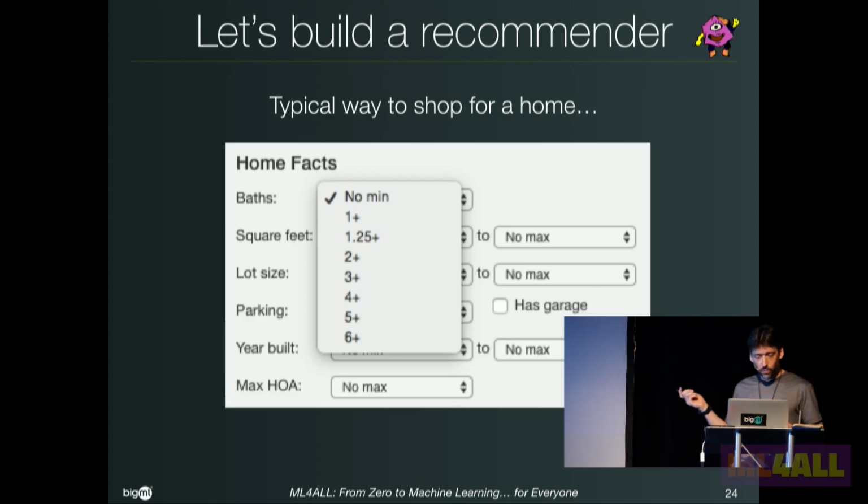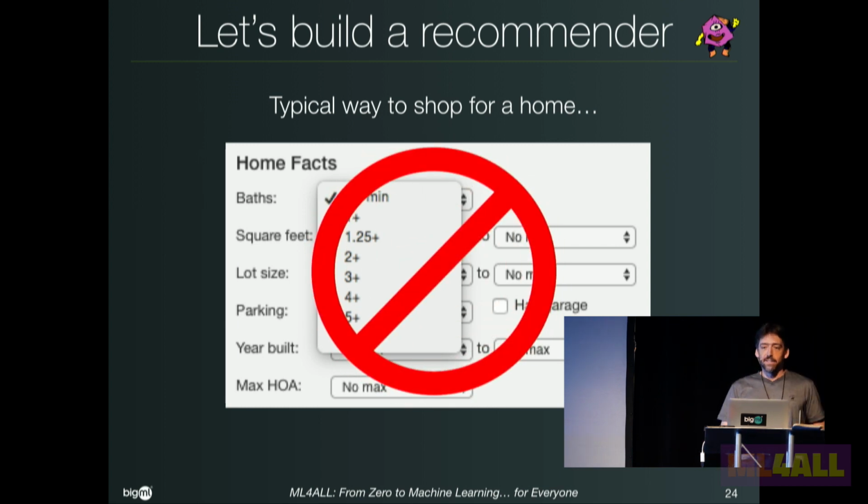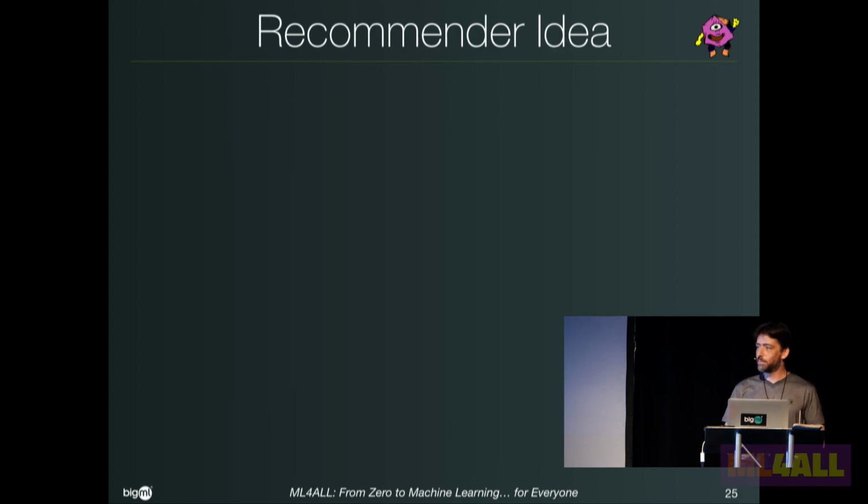This is a typical way you might shop for a home, right? You look at some kind of drop-downs, you go, oh, okay, I want 2 bathrooms and, I don't know, no parking lots or something, probably in Portland, right? Well, we're not going to do that. That's boring.